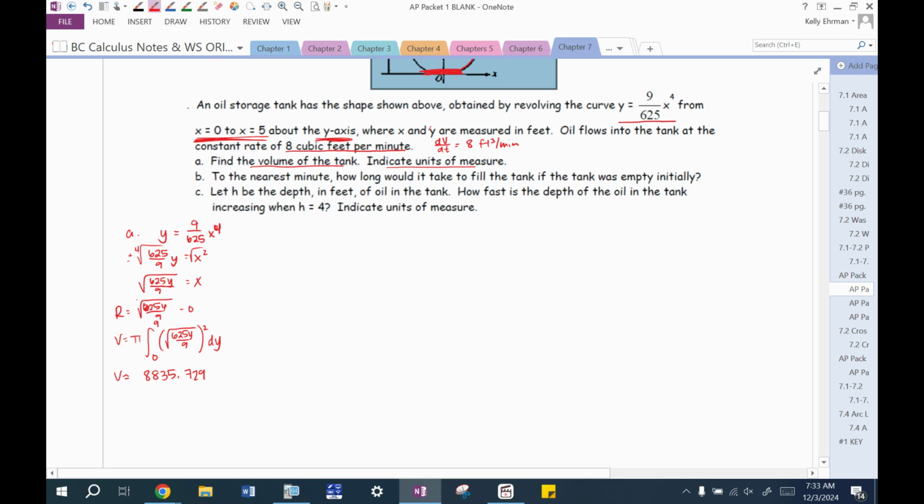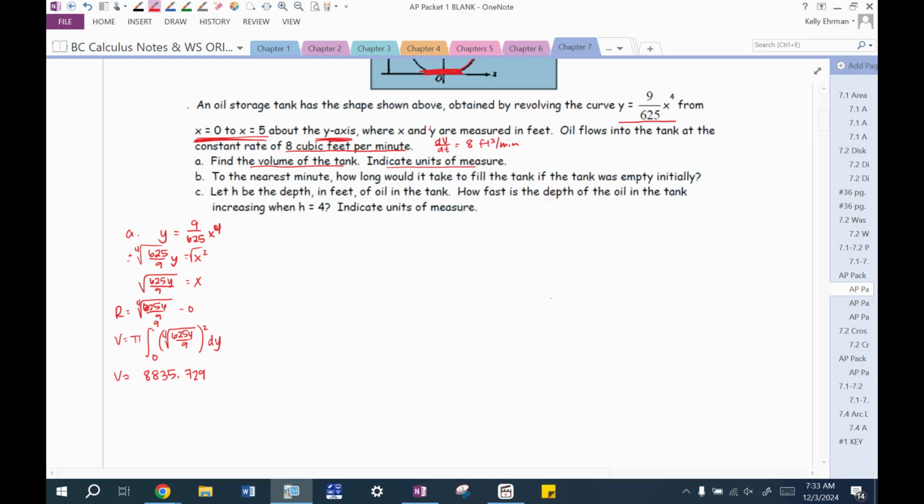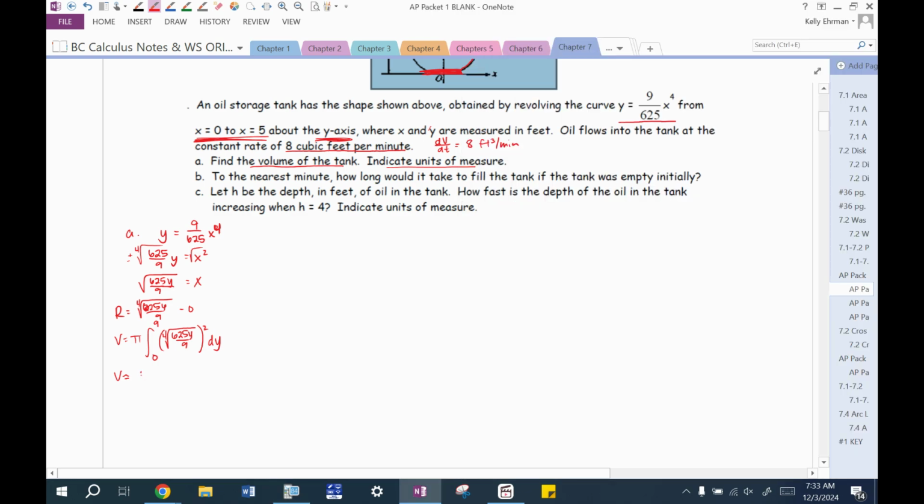That makes this a fourth root. When I square it, that makes this a square root. Let me try that again. Unfortunately, I can't insert a square root in here, so I'm just going to delete what I have. Okay, so square root of 625x over 9. That's better. I thought that sounded like an unfamiliar number. So what was it? 471.239. What are the units? Indicate units of measure. Volume, they told us, was cubic feet.